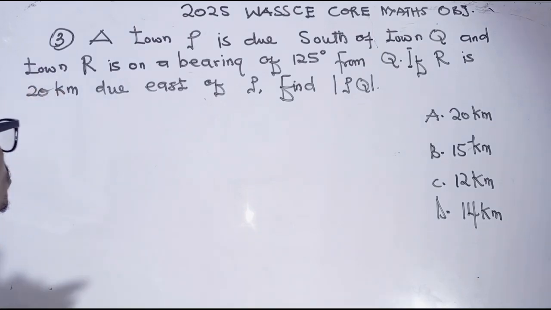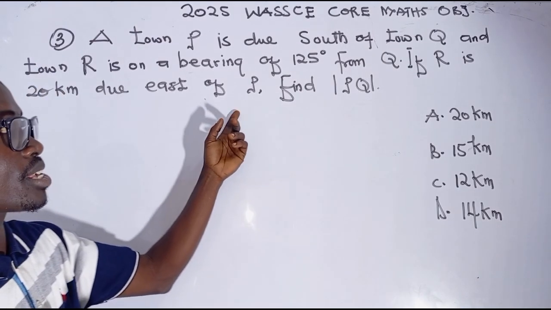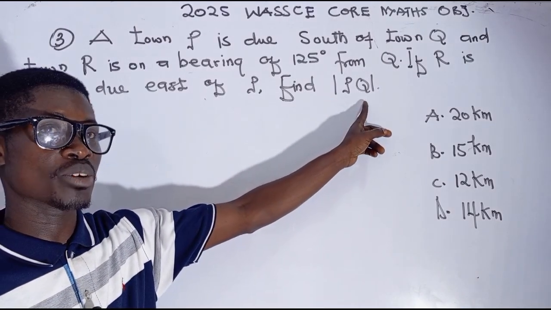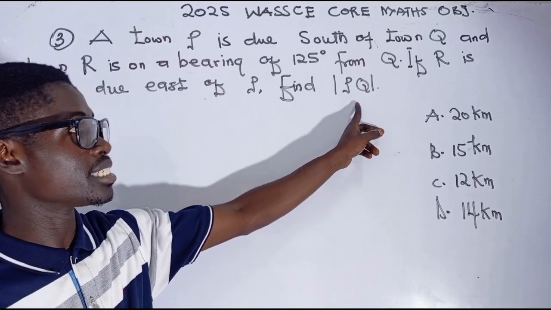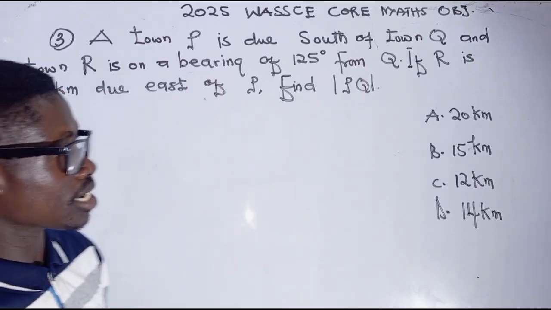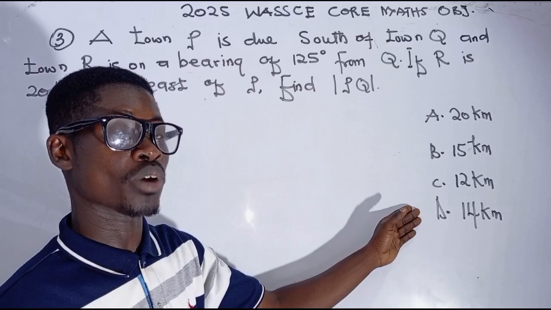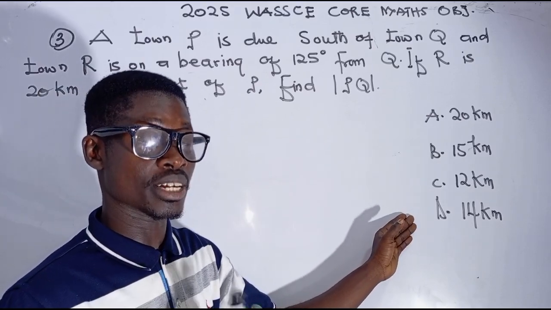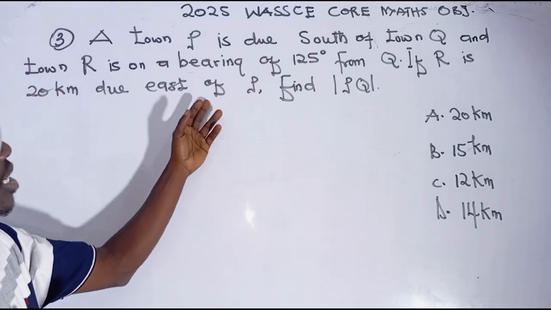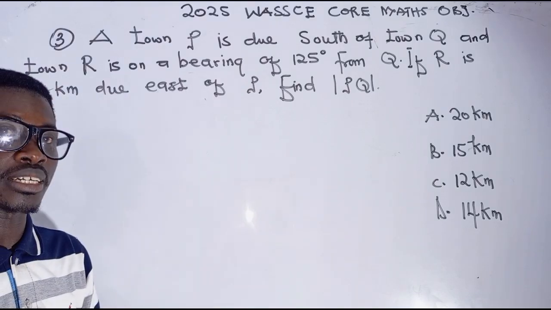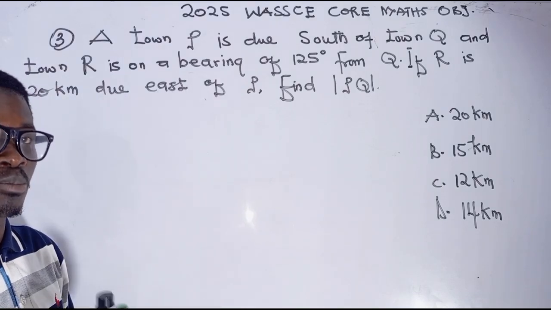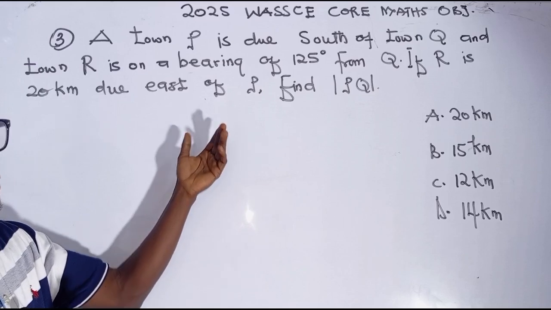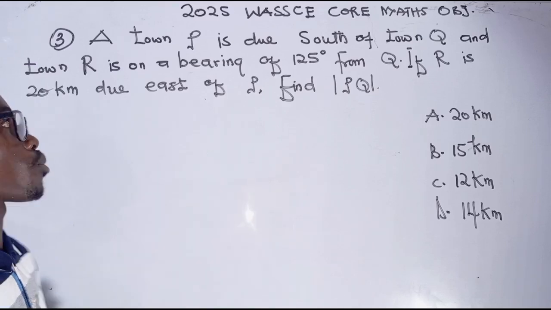If R is 20 kilometers due east of P, we want to find the length of PQ, or the magnitude of PQ, or the distance PQ. So these are the possible answers. Once you are done, you come back and check through to see which one of them is the right one. Looking at this question, it falls under distance and bearing problems. So before we proceed, let's sketch the diagram for the question.